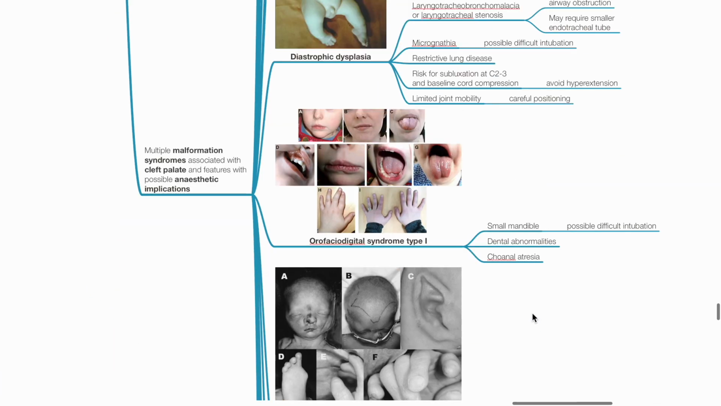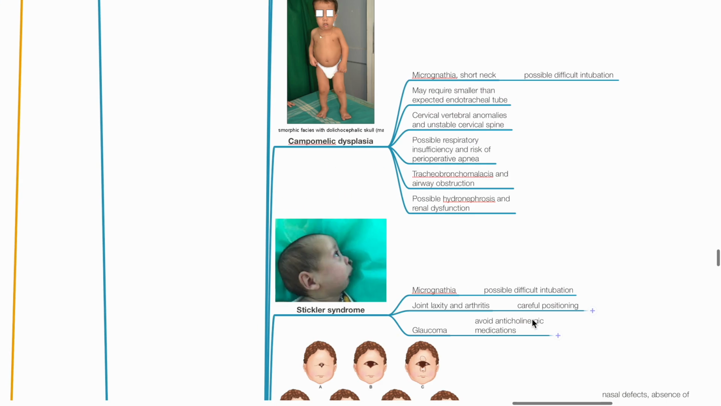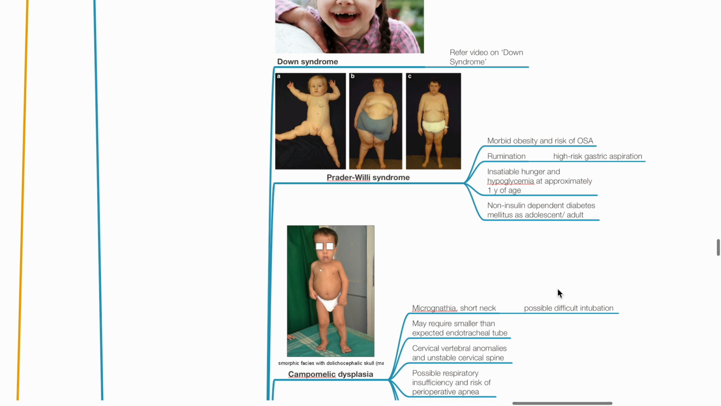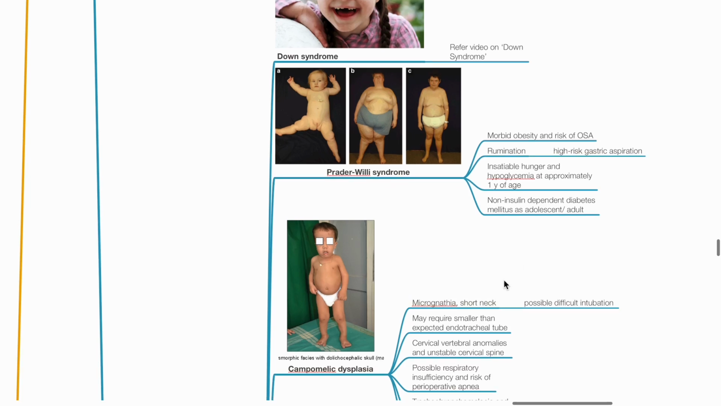Multiple malformation syndromes associated with cleft palate and features with possible anaesthetic implications. Down syndrome. Kindly refer to the video on Down syndrome for further details. Prader-Willi syndrome. Features include morbid obesity, risk of OSA, rumination, insatiable hunger, and hypoglycemia at approximately 1 year of age. Non-insulin dependent diabetes mellitus as adults.